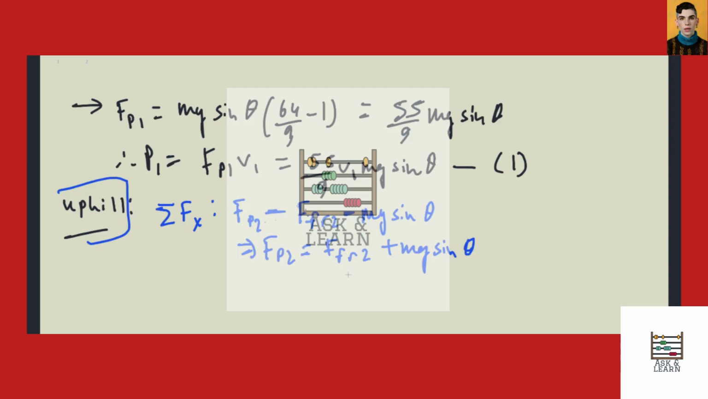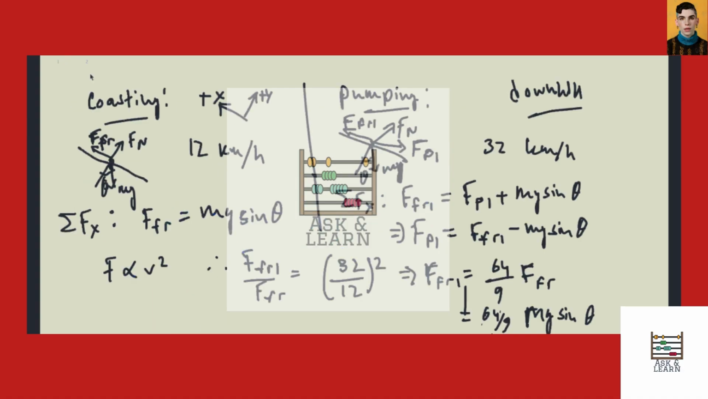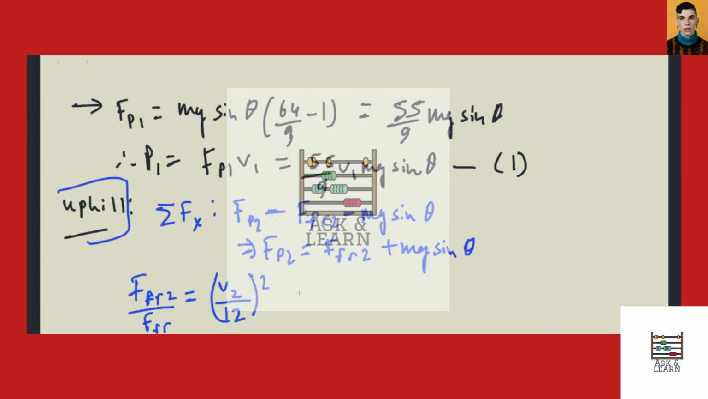Right, and so we need to know what FR2 is, and again we use a ratio of friction forces. FR2 over FR is just V2, which is something we don't know, over 12 quantity squared. Therefore, FR2 is just mg sine theta times V2 over 12 squared.